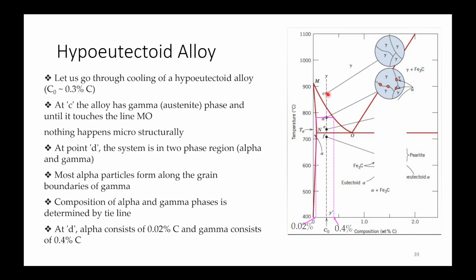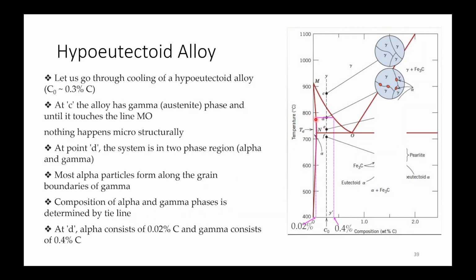At C, it is your complete austenitic structure. After you go into this two-phase region, then there will be formation of alpha particles. So at C, the alloy has gamma phase until it touches the line MO. At point D, the system is in two-phase region, alpha and gamma. Most alpha particles form along the grain boundaries of gamma. And composition of alpha and gamma phases is determined by the tie line.